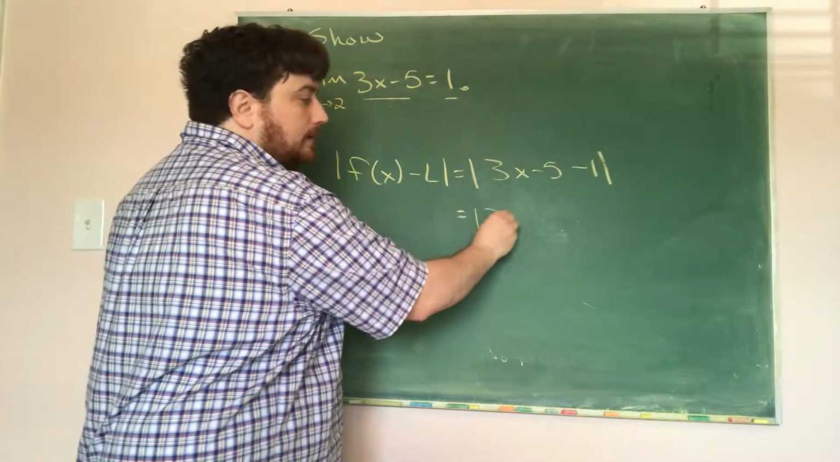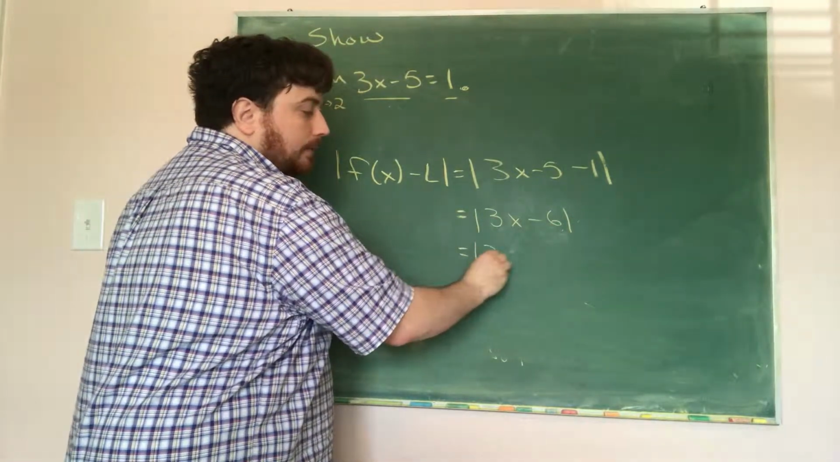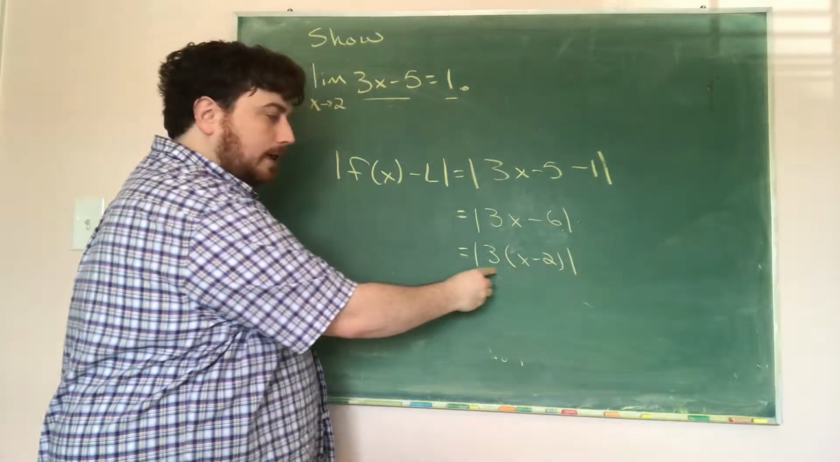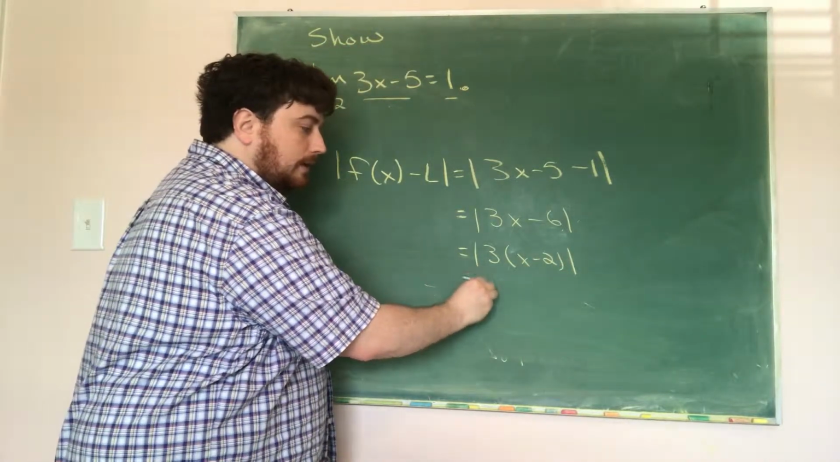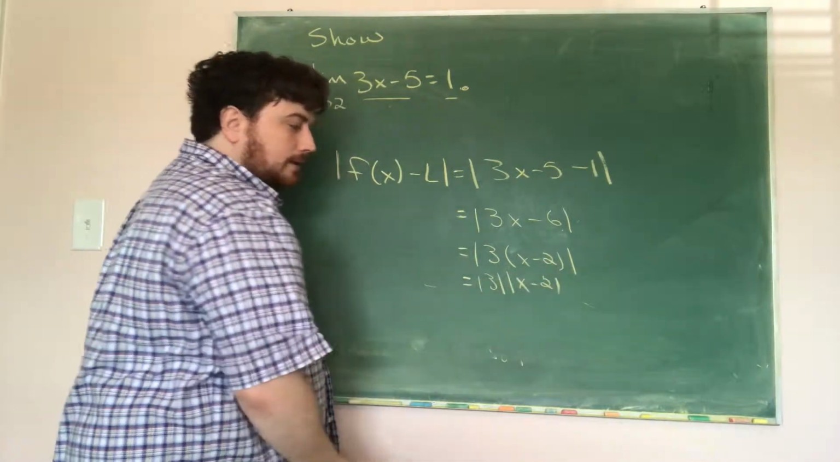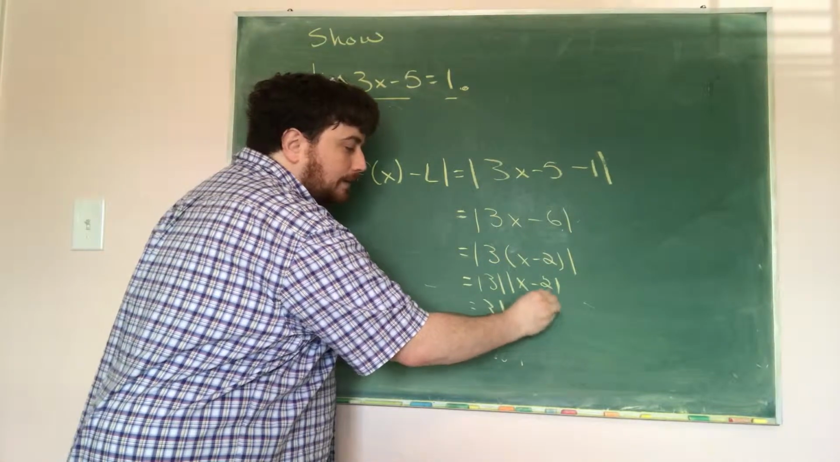Therefore, I can simplify this into 3x minus 6. I can factor out a 3, and I get 3 times (x minus 2). And now for absolute values of products, I can take the absolute value of 3 times the absolute value of x minus 2. So I get 3 times the absolute value of x minus 2.